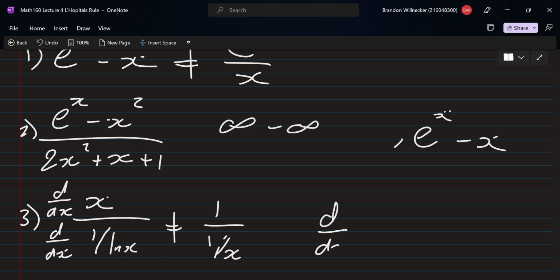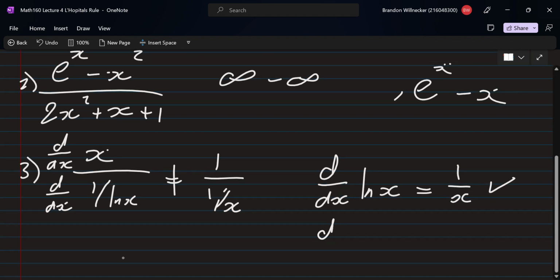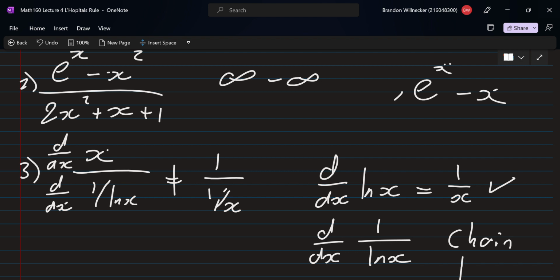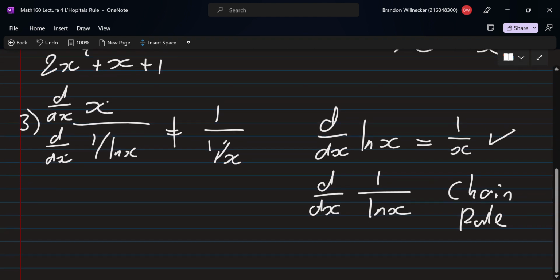So d by dx of the natural log of x is 1 over x, that is correct. If you have d by dx of 1 over the natural log of x, this needs the chain rule. So you can't just write 1 over x just because there's a natural log there. That's not right.